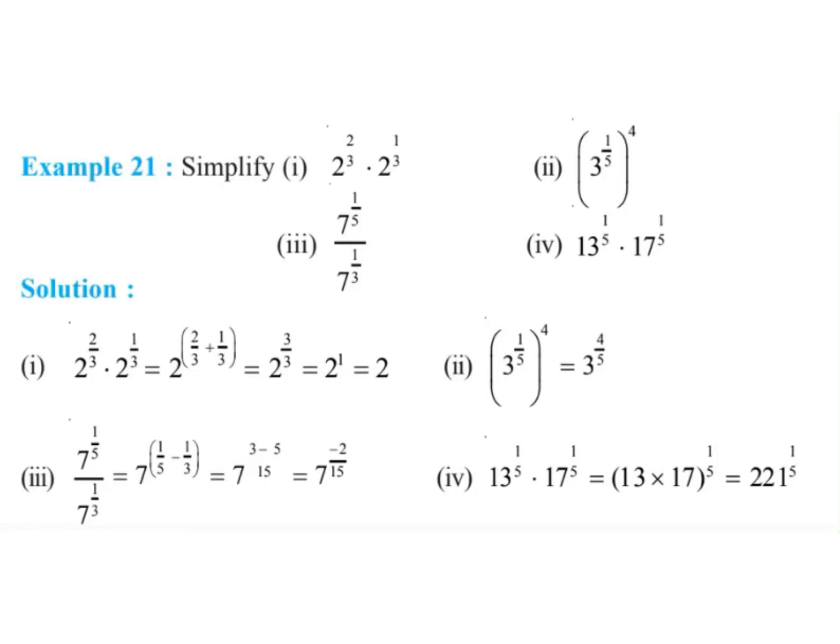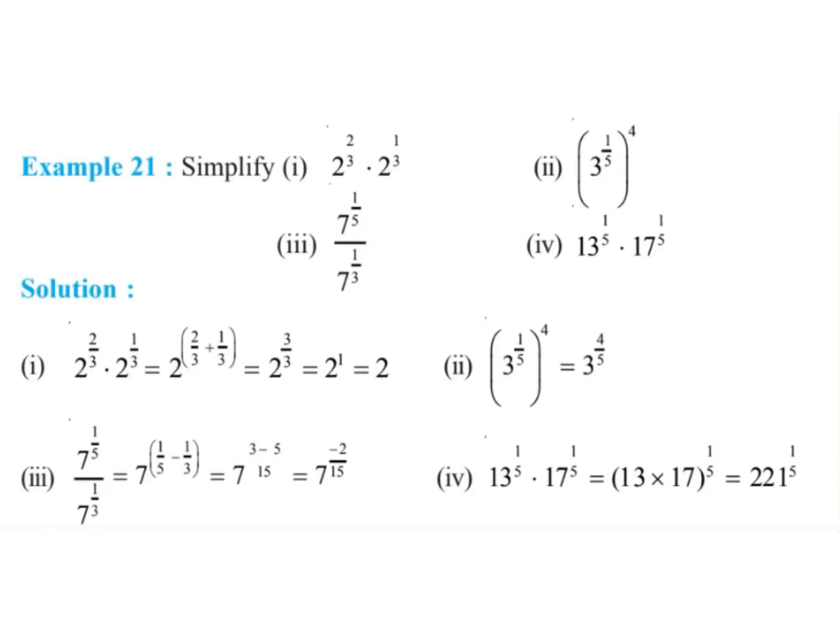Second example, 3 raised to 1 by 5 the whole raised to 4. It is of the form a raised to m the whole raised to n is equal to a raised to m into n. So we will get 3 raised to 1 by 5 the whole raised to 4 is equal to 3 raised to 1 by 5 into 4, that is equal to 3 raised to 4 by 5.